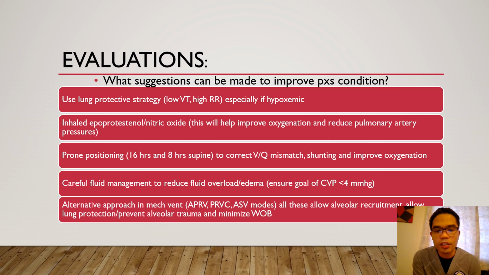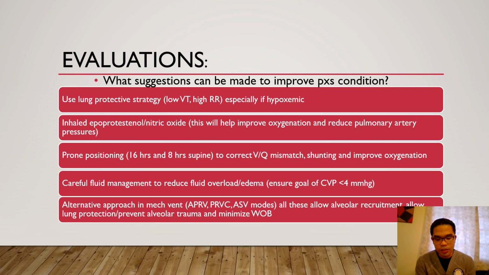This would help correct the ventilation-perfusion mismatching and shunting, and improve oxygenation. Careful fluid management to reduce fluid overload or edema. We should ensure the goal of a central venous pressure of less than 4. And then the other one is an alternative approach in mechanical ventilation strategies, using either APRV, PRVC, or ASV modes. These modes would help recruit the alveoli, allow lung protection or prevent alveolar collapse, and minimize work of breathing.